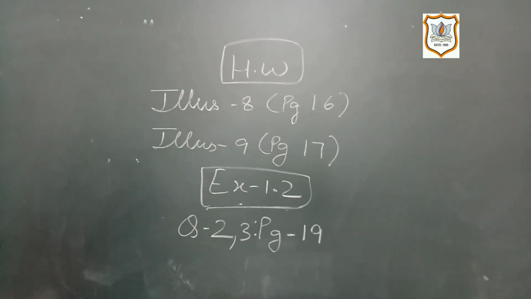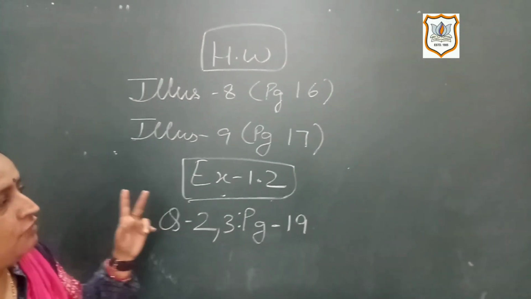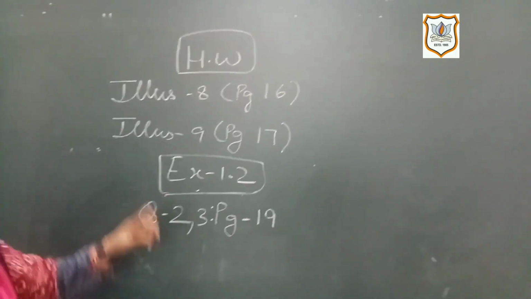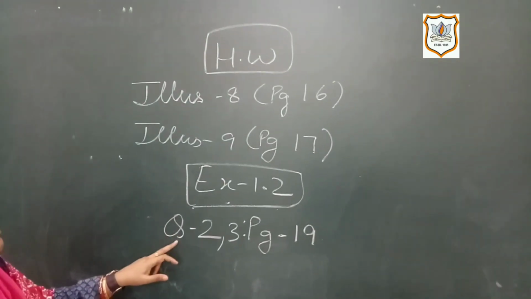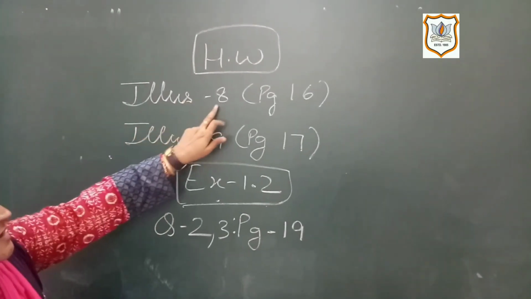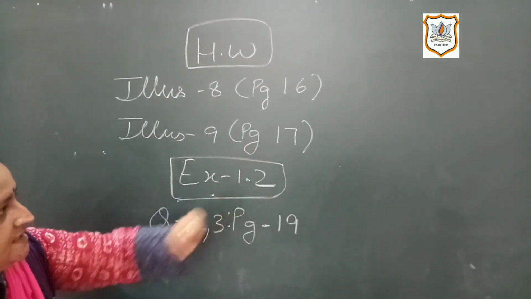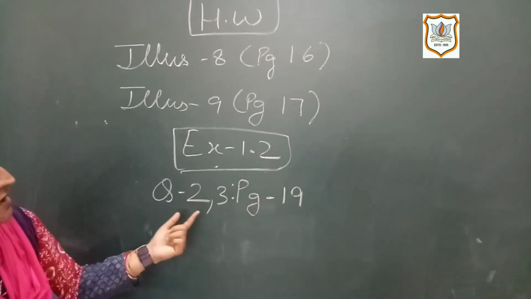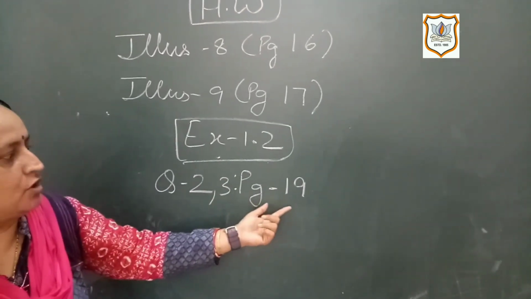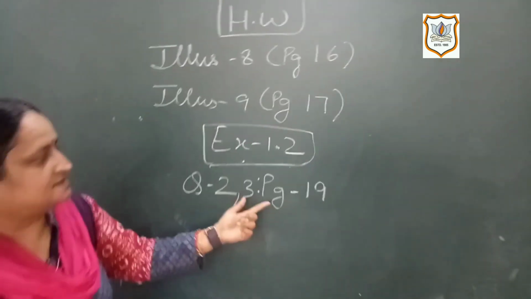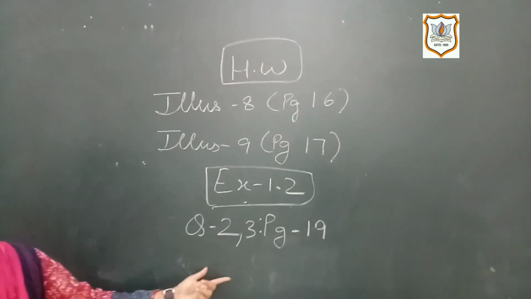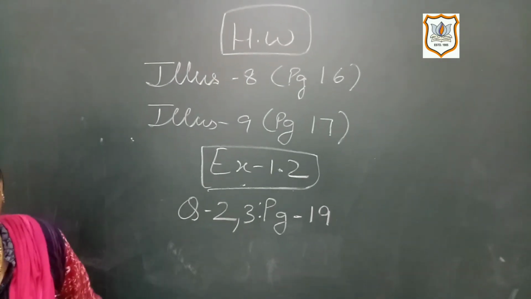Now on the basis of this conversion of fixed base into chain base, do practice these sums which I am giving you. Illustration number 8, page number 16. Illustration number 9, page number 17. Exercise 1.2, question number 2 and 3 given on page number 19. Practice these sums on the basis of the method which I have taught you just now.